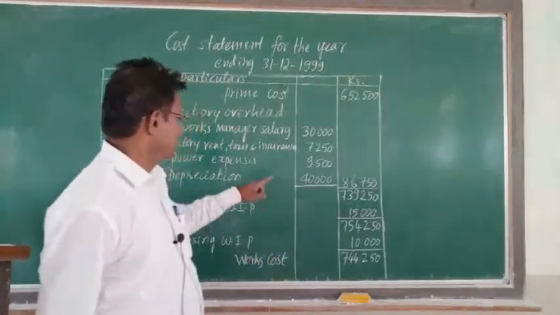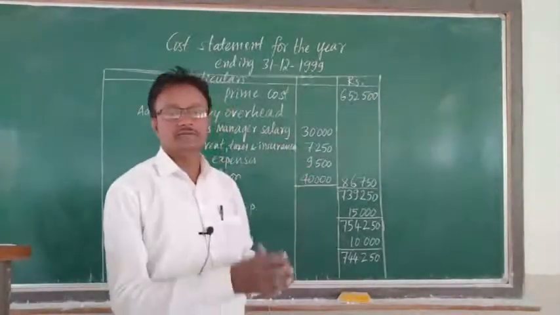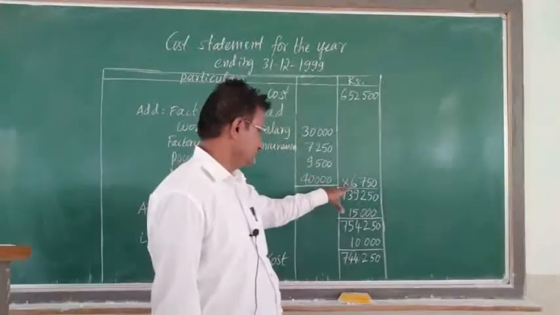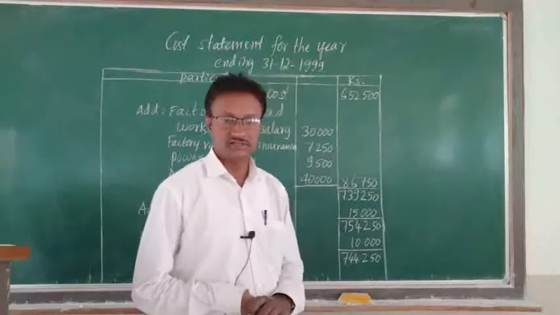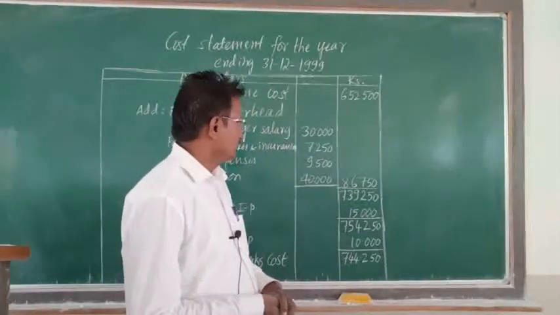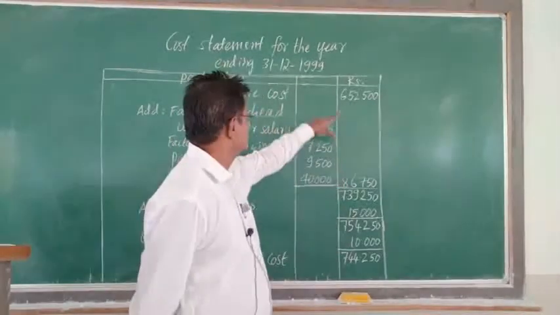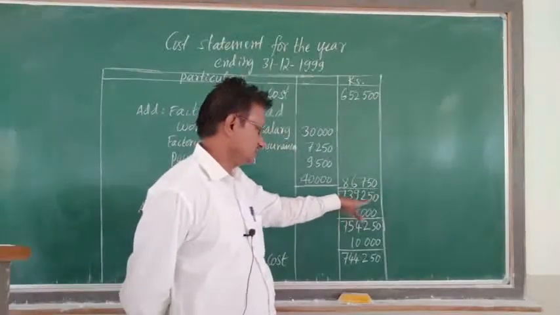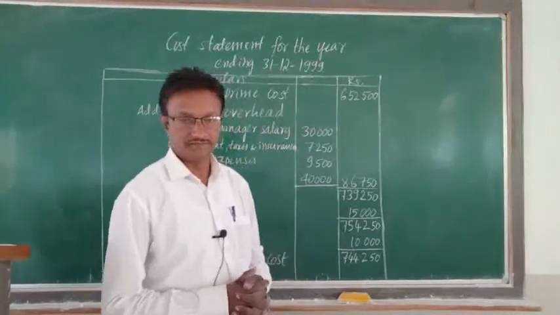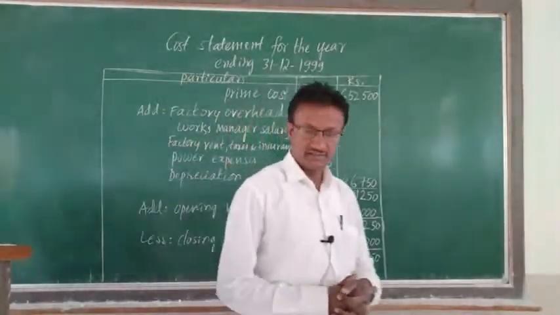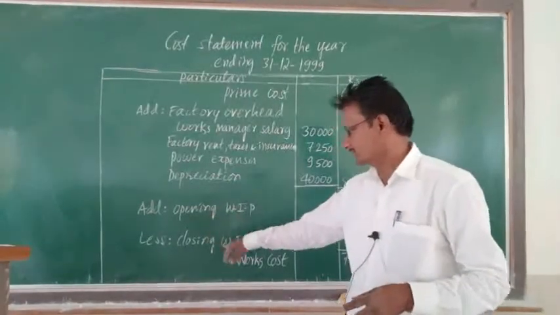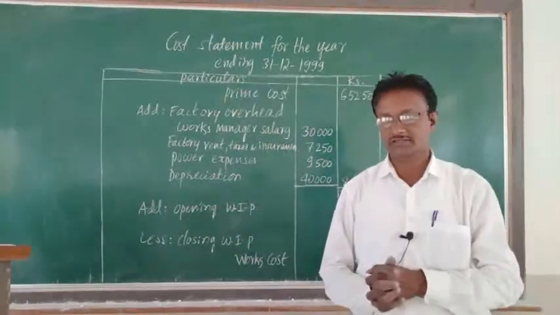So all the four items related to factory, make total of these four items, it is 86,750. And by adding this cost to the prime cost, we get 7,39,250. And here there is one more information, that is opening work in progress and closing work in progress are given.